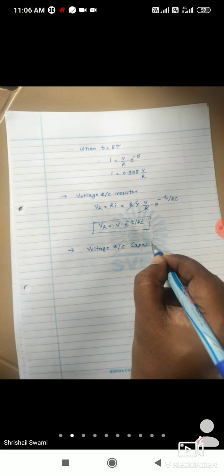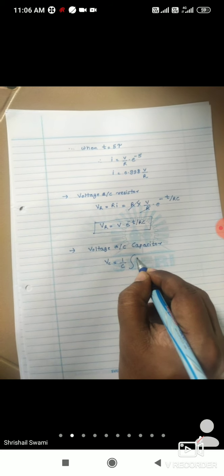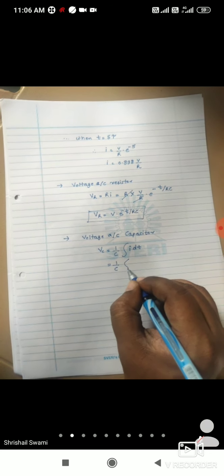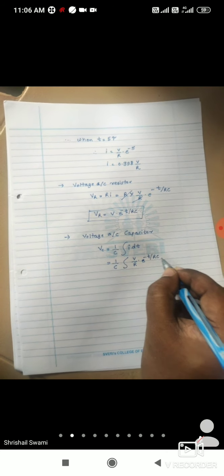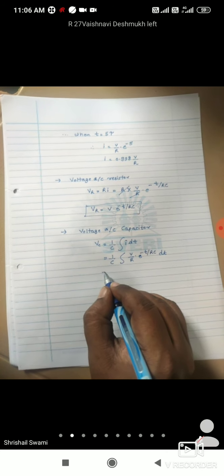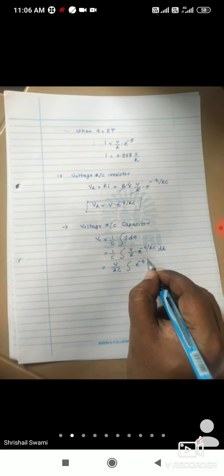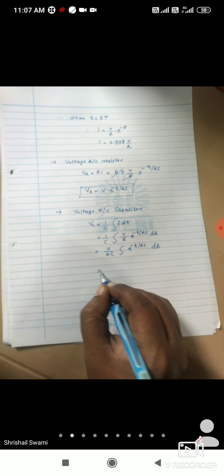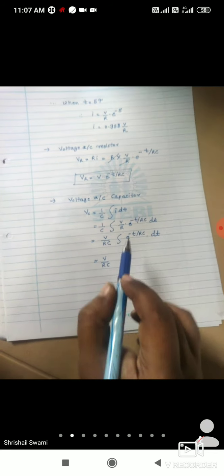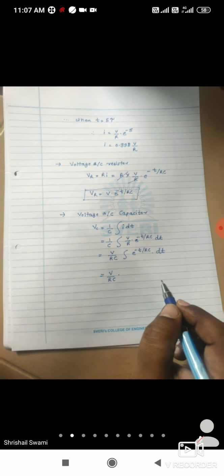Next, voltage across capacitor. Voltage across capacitor is given as Vc is equal to 1 upon C integration of I dt. So 1 upon C as it is, integration of V by R into e raised to minus T divided by RC with respect to T. V by R we take outside because it is constant. So V by RC, integration of e raised to minus T divided by RC with respect to T. Anyone can tell what will be the integration of the exponential term with respect to T? Anyone, please.